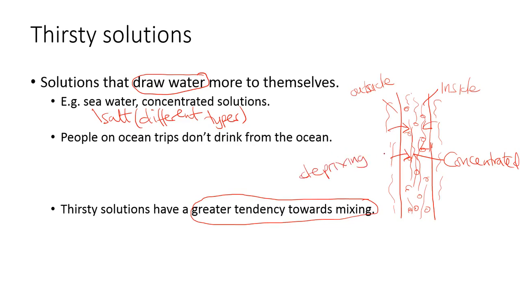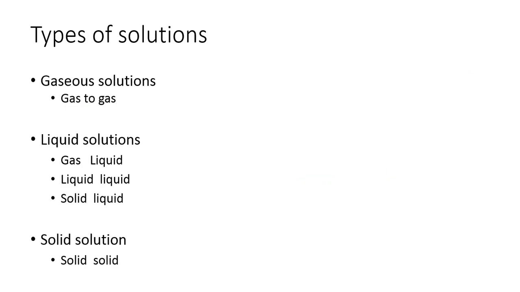It is depriving this other part of water, and that is going to affect the cells in the body. That's what a thirsty solution is all about. Now, let's look at these solutions. What are the types of solutions? Normally when we talk about solutions, we are just thinking about maybe salt in water or sugar in water. But we have different types of solutions.